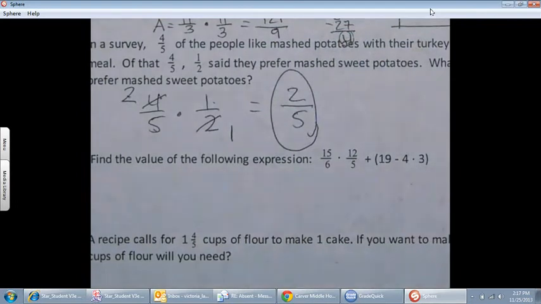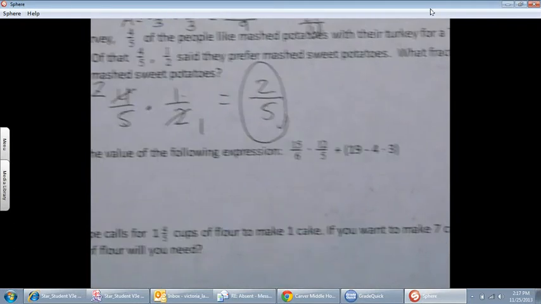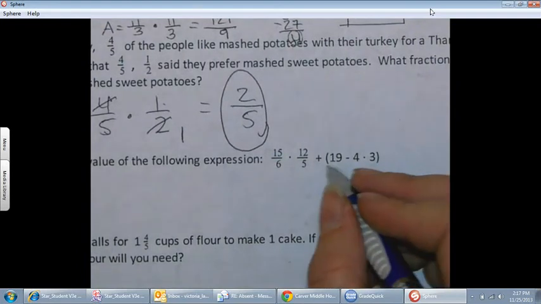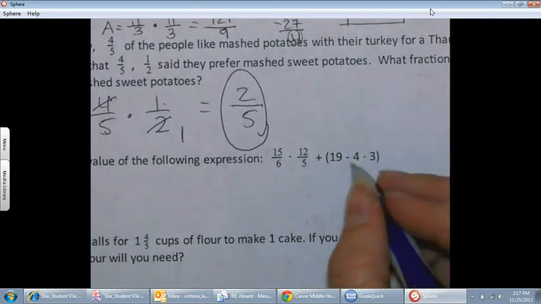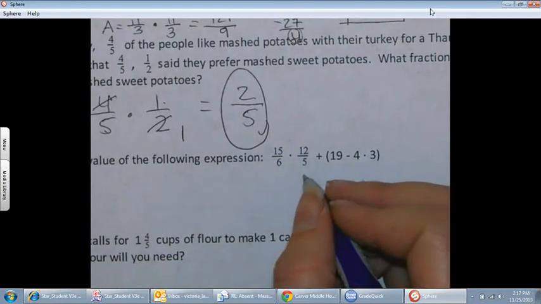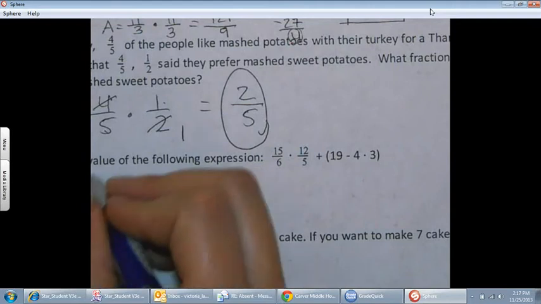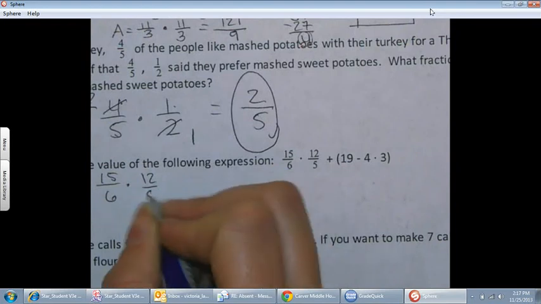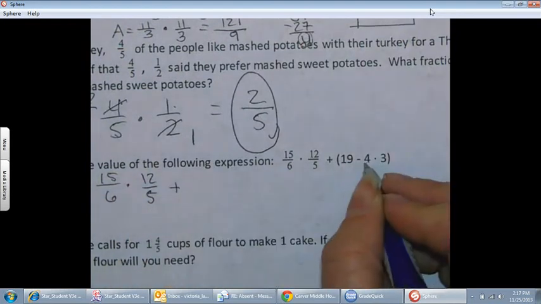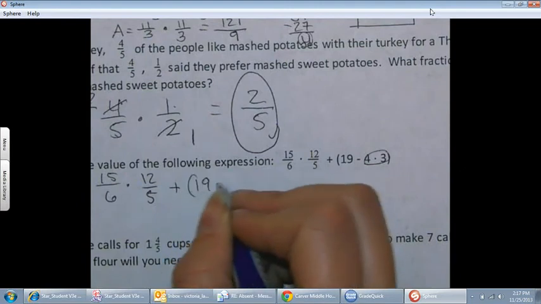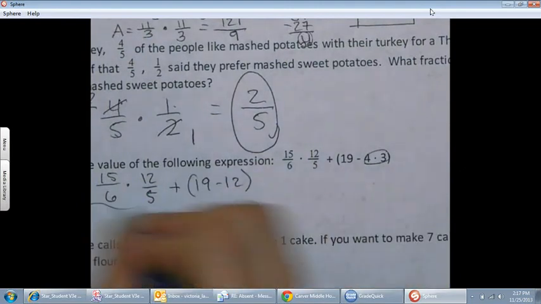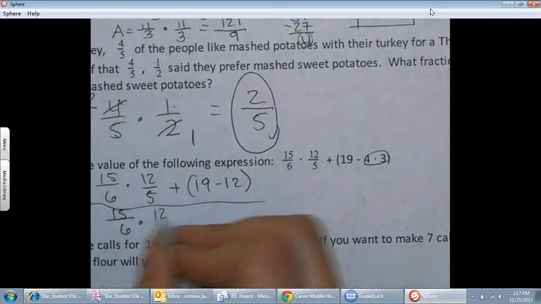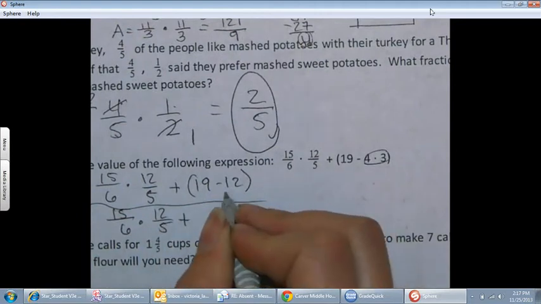Find the value of the following expression. Well, this is order of operations, right? We have to do what's in the parentheses first. So we're going to have 15 over 6 times 12 over 5 plus, now we know we have to multiply first, so that's going to be 19 minus 12. Okay, so again, we're going to have 15 over 6 times 12 over 5 plus, still have to do what's in the parentheses, so that's going to give me 7.